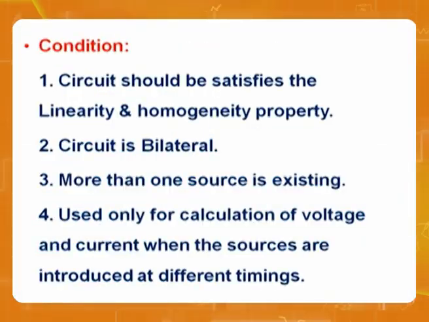So we are going to calculate individual responses. What is the condition? As I've been saying, the circuit should satisfy the linearity and homogeneity property. Linearity means two different things are added, and the output is also added. Homogeneity means it's also addition, but of the same thing. If two different things are added, output is also added; that's called linearity. If the same things are added, output is also added; that's called homogeneity. The second condition is that the circuit is bilateral.